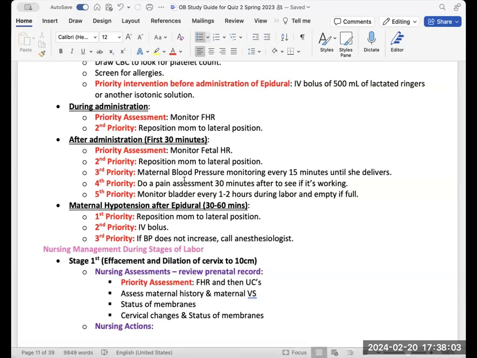Second priority, reposition the mom. I think you're seeing a trend. Third priority, maternal blood pressure every 15 minutes until she delivers. Fourth, doing a pain assessment every 30 minutes to see if the epidural is working, because they shouldn't have any pain. And the fifth priority is monitoring the bladder every 1 to 2 hours because it can't be full. It needs to be empty, okay?